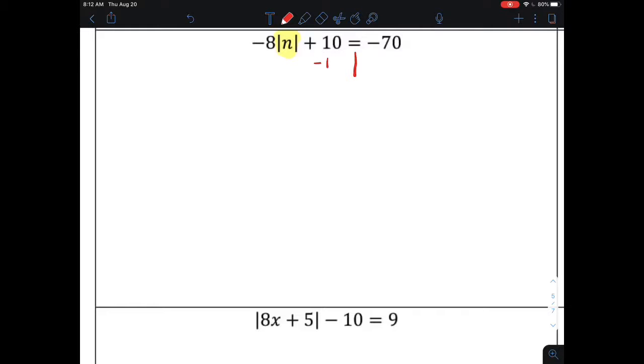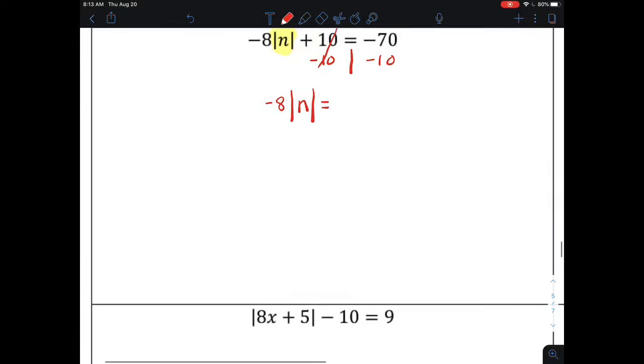So I got the plus 10. I got to subtract 10 from both sides to make that go to the other side. So we have negative 8. Make sure you write the absolute value symbol every time. Equals negative 70 minus 10 is negative 80.